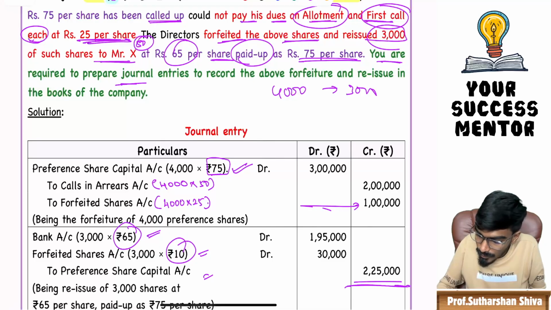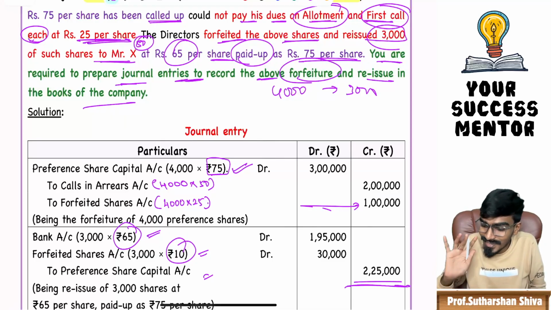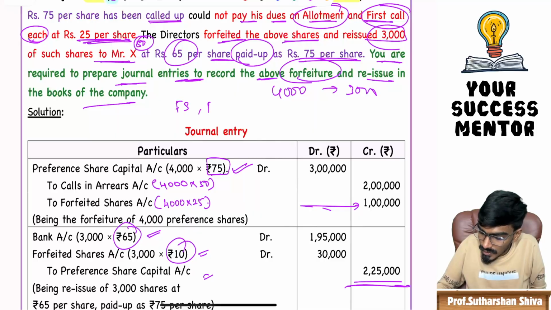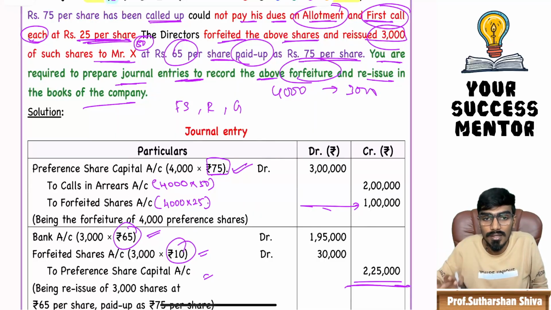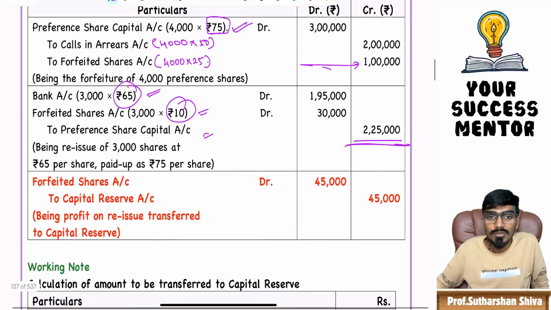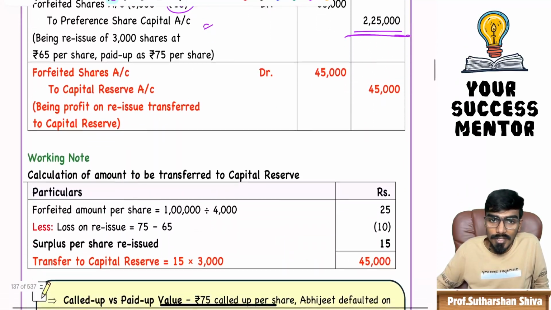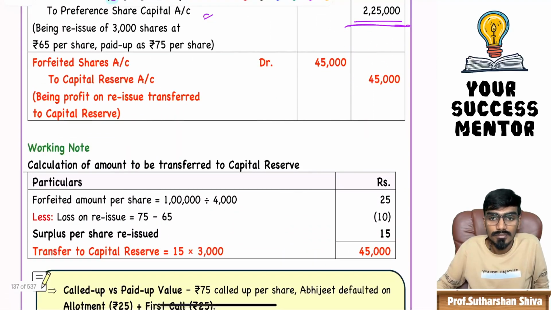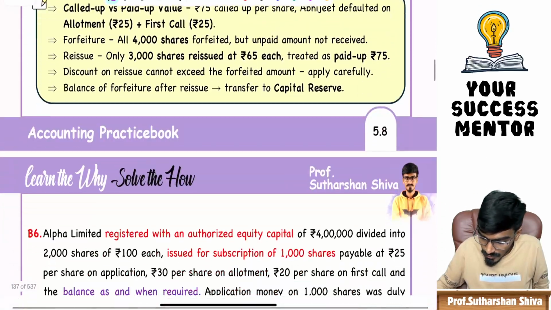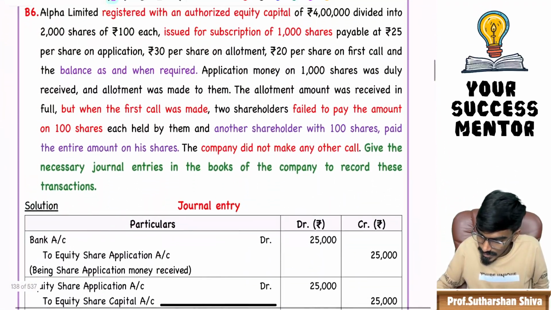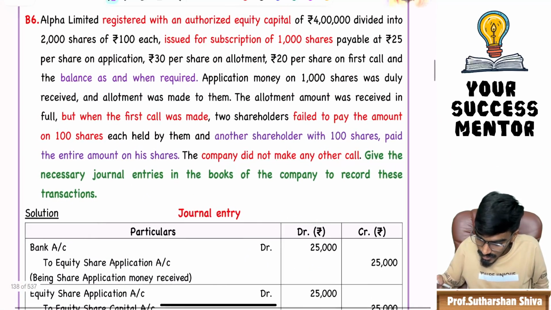You are required to prepare journal entries to record the transaction of the above forfeiture and reissue. Means you just need to pass 3 entries: forfeiture entry, reissue entry, and then gain on reissue. If any gain, you should put the gain. Are you able to understand? Yes, sir. The workings will be similar to it. It's a basic question which we have discussed. Yes. We'll do this question easily.